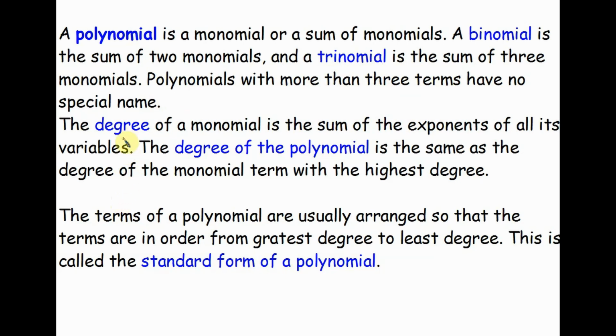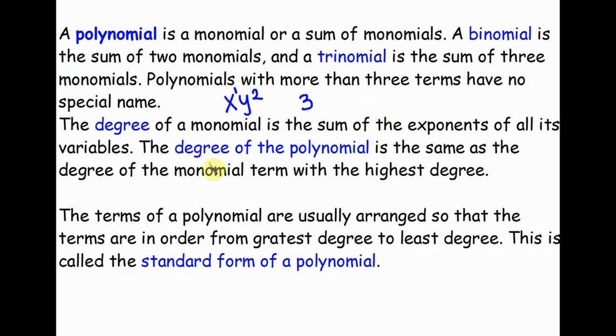Also, you'll be asked to find the degree of a monomial. The degree of a monomial is the sum of the exponents of all its variables. So for example, let's say you have x y to the second power. This is a monomial, a product of two variables. In this case, the x has the exponent of 1. Thus, the degree of this monomial will be, when you add the exponents, 1 plus 2, I'll get 3. That's how you find the degree.